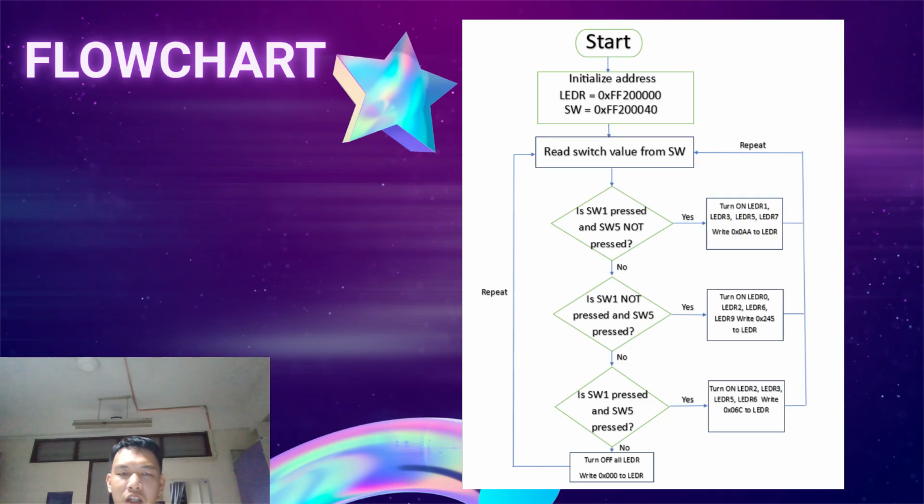After each output is written to the LEDR, the program repeats the process by going back to read the switch value again. This loop allows the LED pattern to update continuously based on the current condition of switch 1 and switch 5.